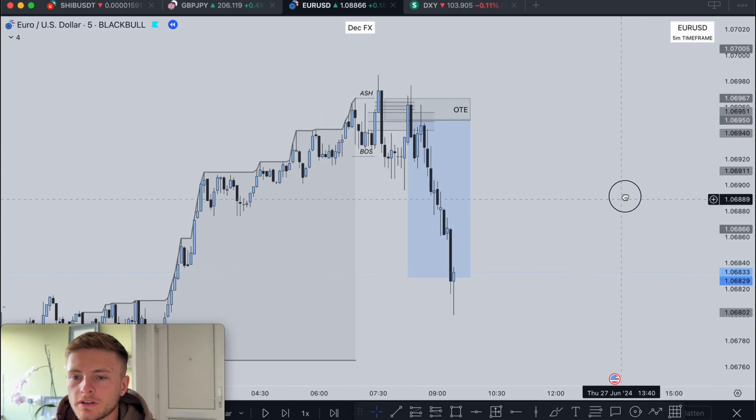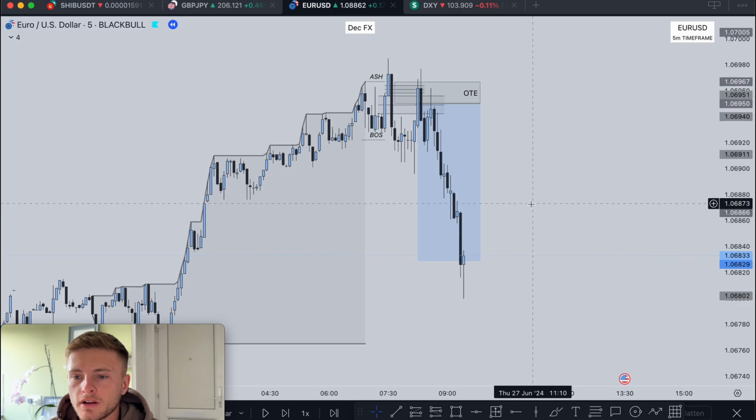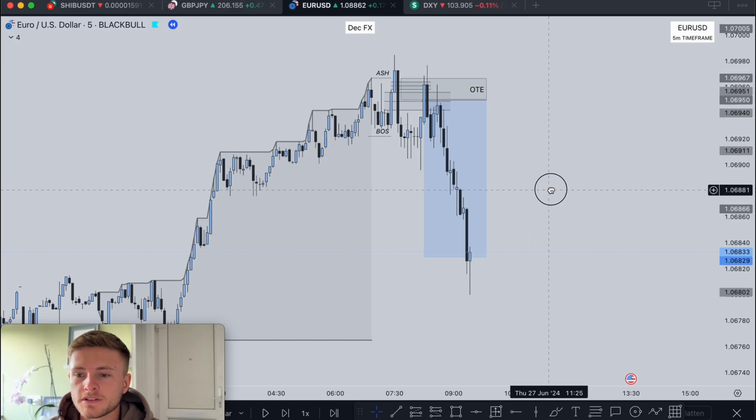So that is another textbook trade that I took, and this is the exact trade that I take on a daily basis if it presents itself.